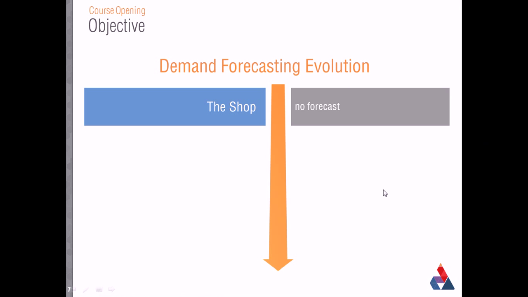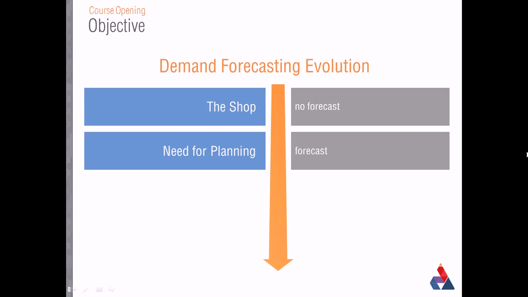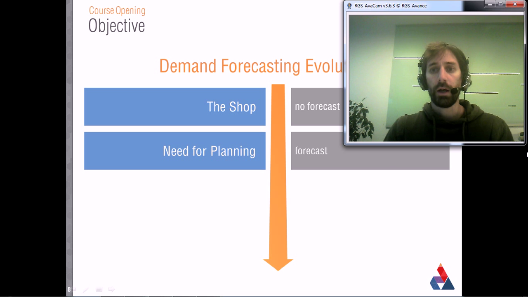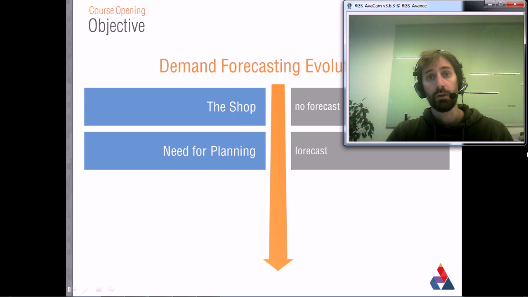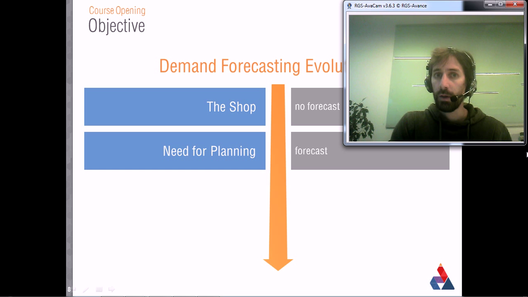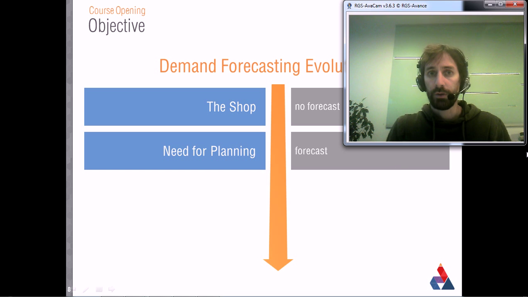Once you have a bigger size, you start having this need for planning, right? You need to be more careful with your costs. So you need to plan better. And in order to do that, you start generating a forecast. Even if you have a service-based company or a product-based company, both of them generate forecasts.